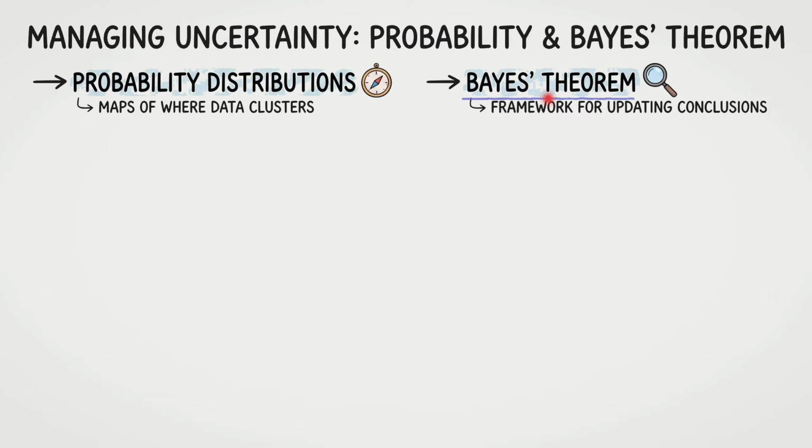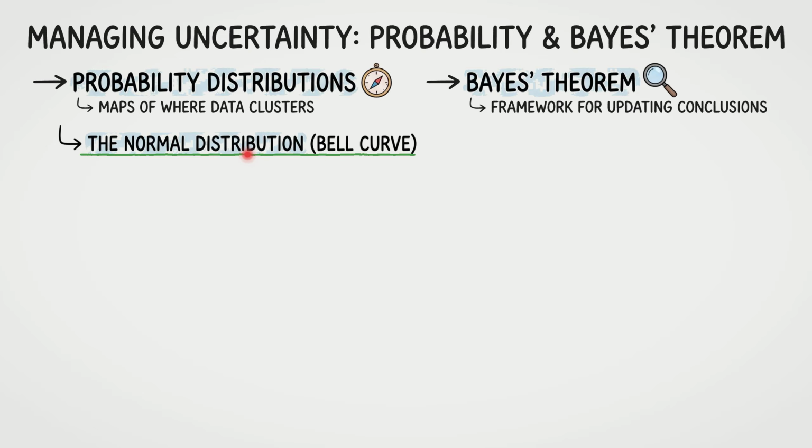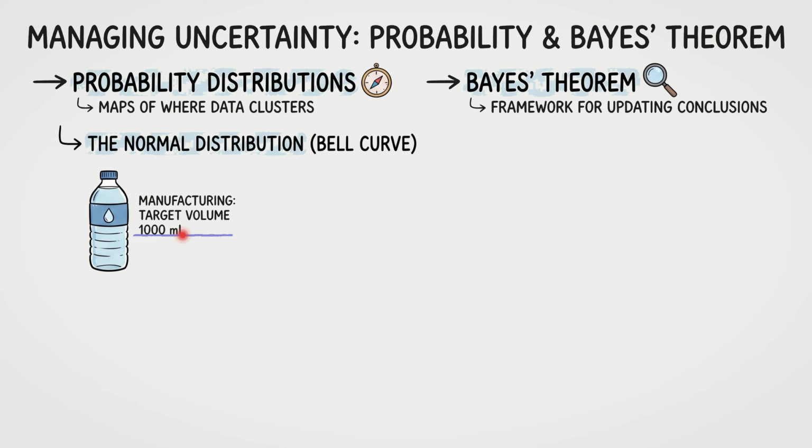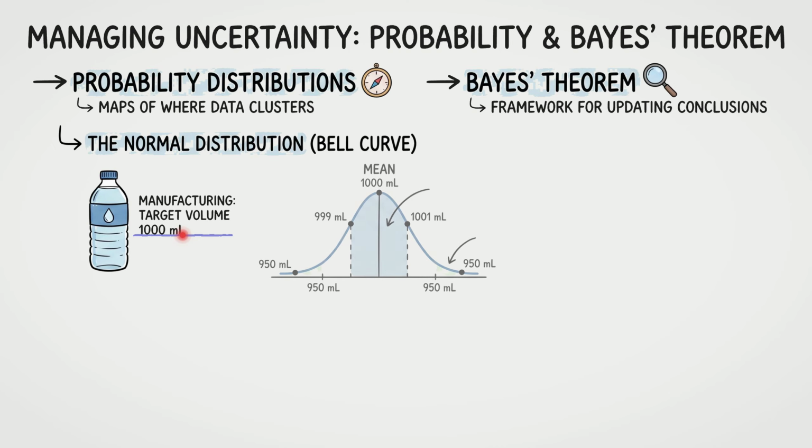Let us first focus on how data clusters by looking at the normal distribution, widely known as the bell curve. Consider a manufacturing plant producing water bottles. The stated goal, the target volume, is exactly 1000 milliliters. But in the real world, minor variations occur. When we graph the actual volume of thousands of bottles, they form this shape. The highest point right in the middle represents our mean or average of 1000 milliliters.